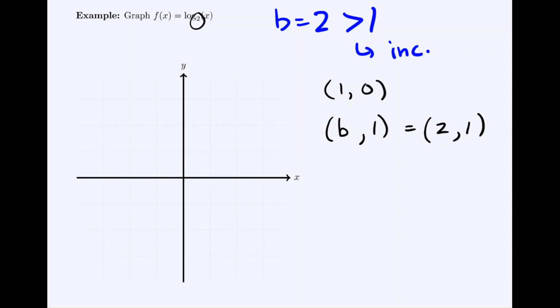We know that a logarithm has a vertical asymptote at x equals 0, so I plot that first. (1, 0) is a point, and then you can go over 2 and up 1 is another point, and since I know the general shape of this logarithm and I know that it's increasing, I can complete the graph just based on those 2 points.